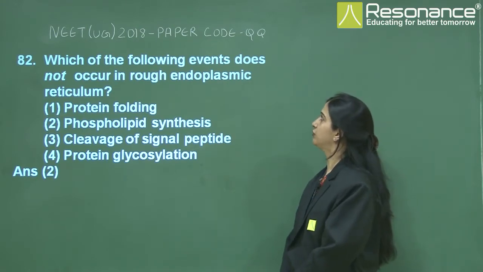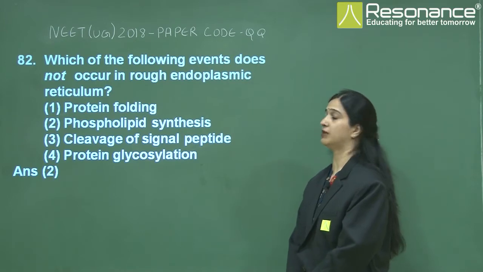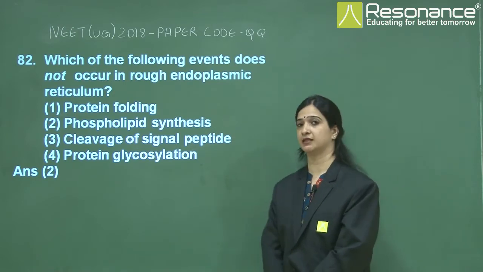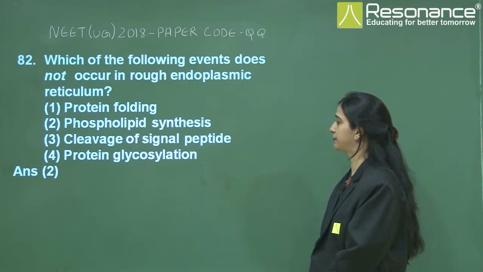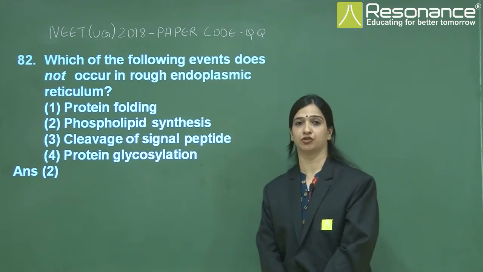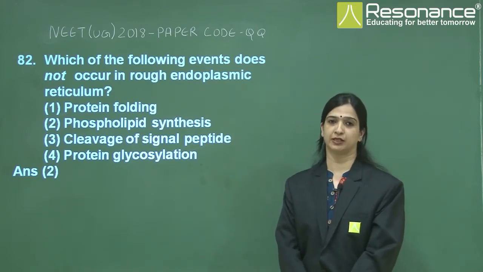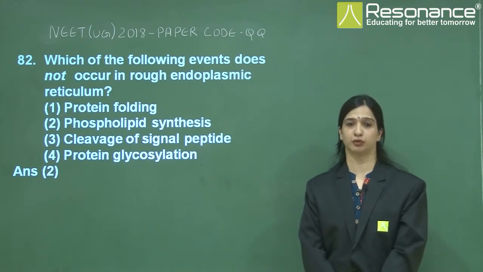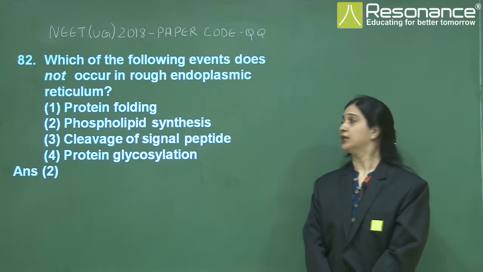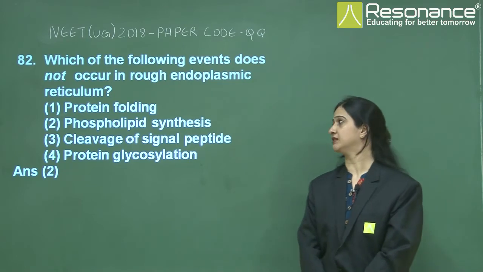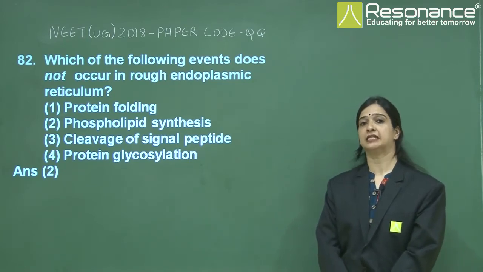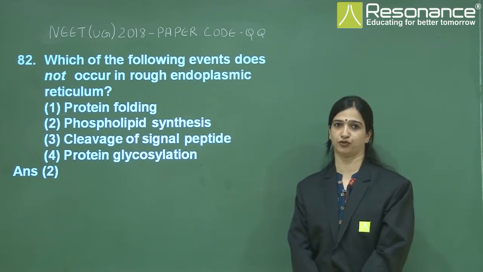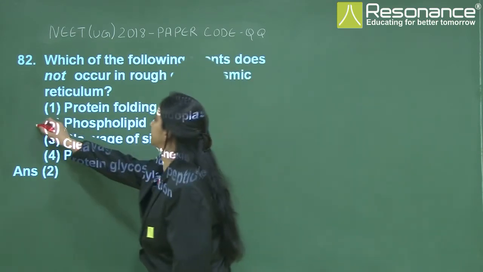Question number 82. Which of the following events does not occur in rough endoplasmic reticulum? First, protein folding. Second, phospholipid synthesis. Third, cleavage of signal peptide, and fourth is protein glycosylation. As we know that the rough endoplasmic reticulum are associated with the ribosomes, hence their functions are related to the synthesis of proteins and enzymes. Okay, so here we can see that phospholipid synthesis is the odd one. Why? Because it is the function of smooth endoplasmic reticulum, synthesis of phospholipids and cholesterol. So here the answer will be second.